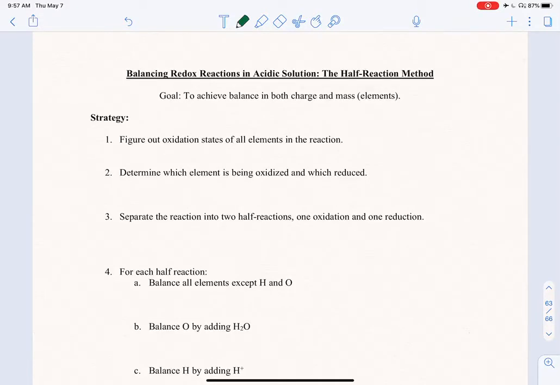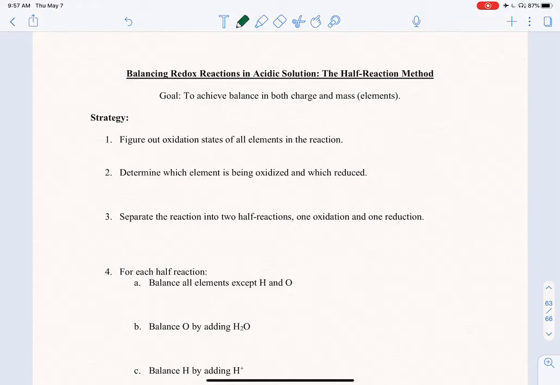Hi, everybody. So in this lecture, we're going to practice balancing redox reactions in acidic solution using the half reaction method. As I mentioned before, you are responsible for balancing redox reactions in acid only, not in base.